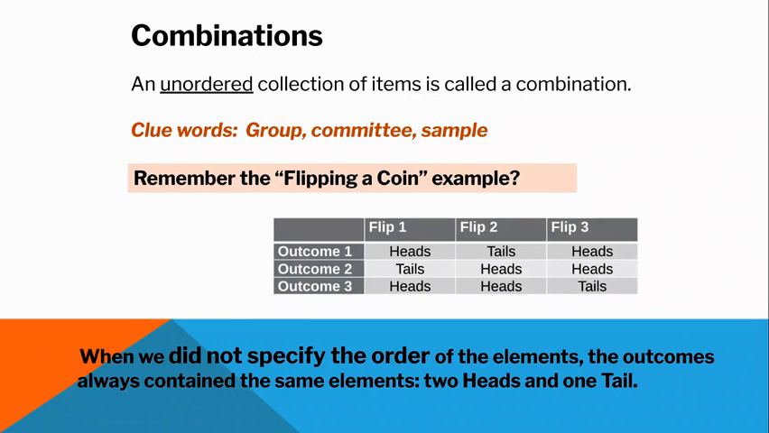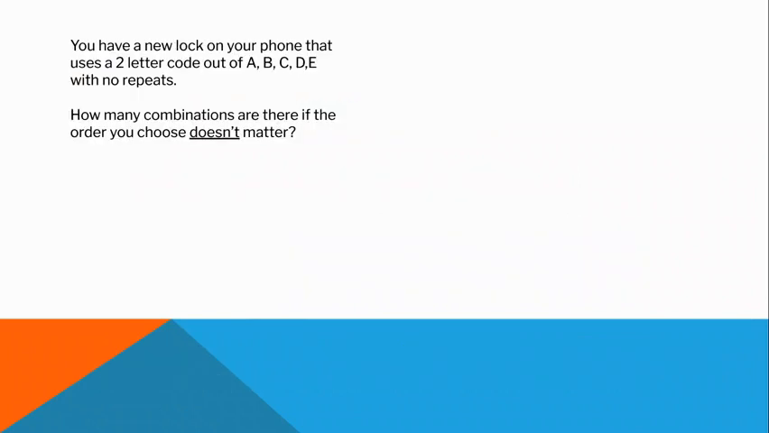If we did not specify the order and we just got 2 heads and 1 tail, all of those counted as 1 possibility. You have a new lock on your phone that uses a 2-letter code out of A, B, C, D, E with no repeats. How many combinations are there if order doesn't matter?